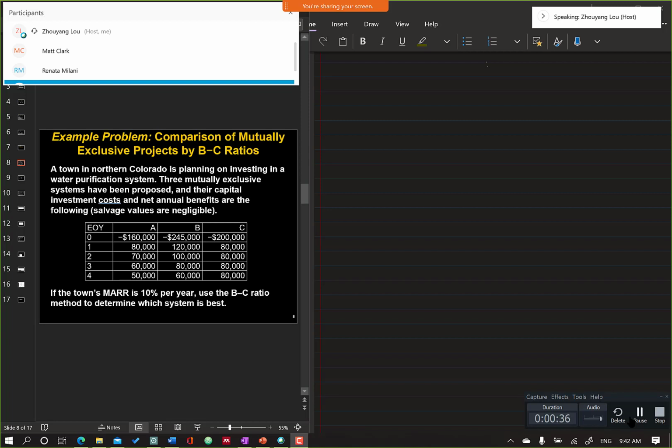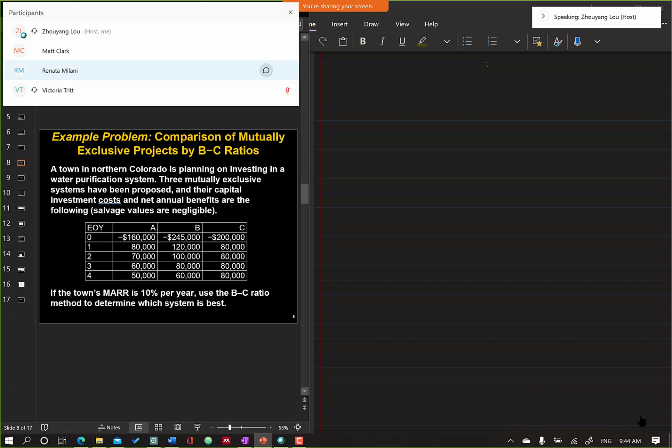First, we're going to see the problem on the left side, and I'll let you spend 1 to 2 minutes to read about this problem. Let me resume. For this problem, we're going to use the benefit cost ratio analysis, especially the incremental benefit cost ratio. At the very first step, we are going to rearrange, or reorder, these projects.